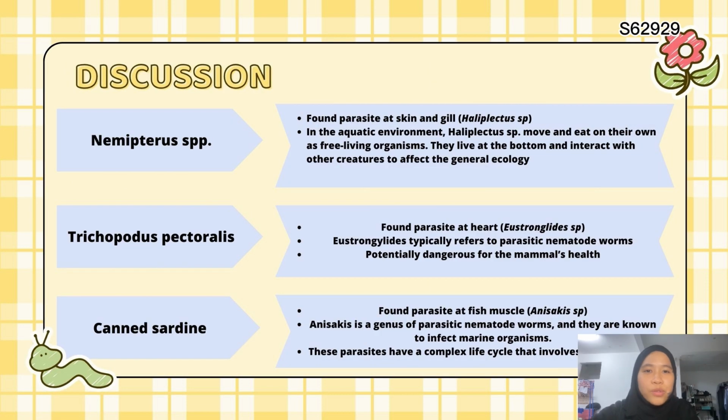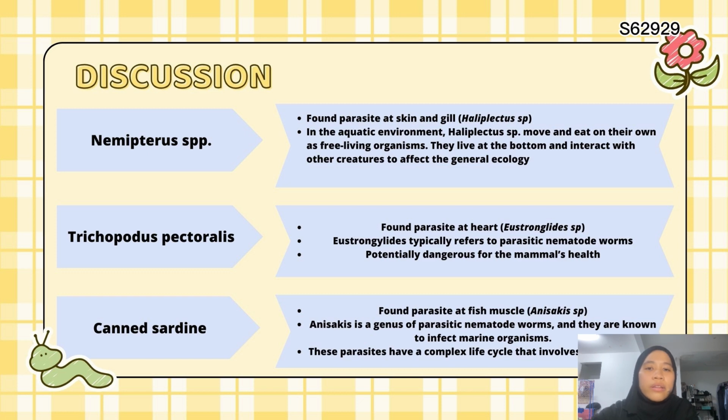In the Nematode species, a parasite was found at the skin and gills, Heliplectus species. In the aquatic environment, Heliplectus species move and eat on their own as free-living organisms. They live at the bottom and interact with other creatures to affect the general ecology. In Trichopodus pectoralis, a parasite was found, Eustrongylides species. Eustrongylides typically refers to parasitic nematode worms, potentially dangerous for mammals' health.